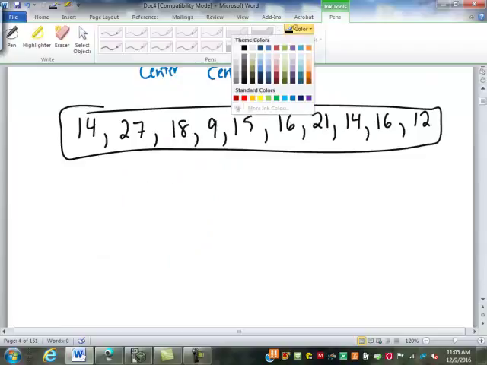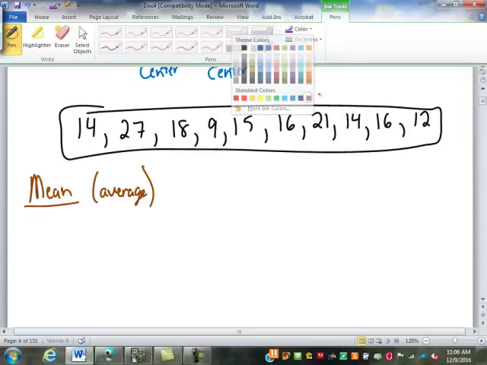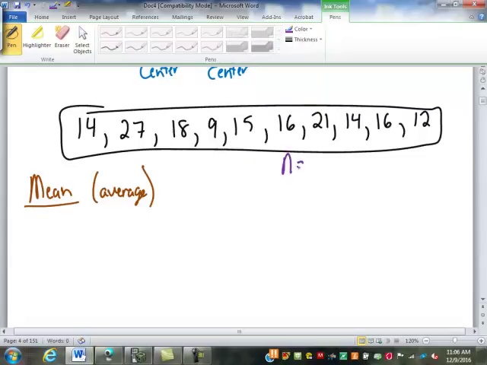Our first measure of center that we're going to talk about is something called the mean. The mean is what we've all been doing since about 3rd or 4th grade. What we learned is the average. You add them together and divide by how many are there. So some symbols we're going to define here quick. N is the number that are in the set. So for this set, N equals what? 10. There's 10 numbers in the set. N equals 10.